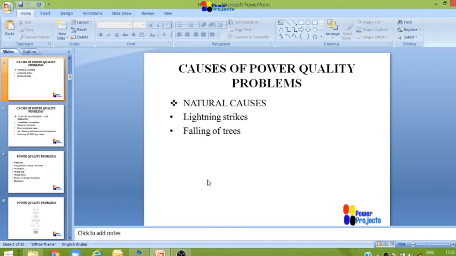And these power quality problems are caused in two ways. One is a natural cause, either lightning strikes, it may be a distribution failure, or it may be due to falling of trees or branches on a distribution feeder. During storm conditions, this may happen. So all these are natural causes. So this is one of the causes of power quality problems.